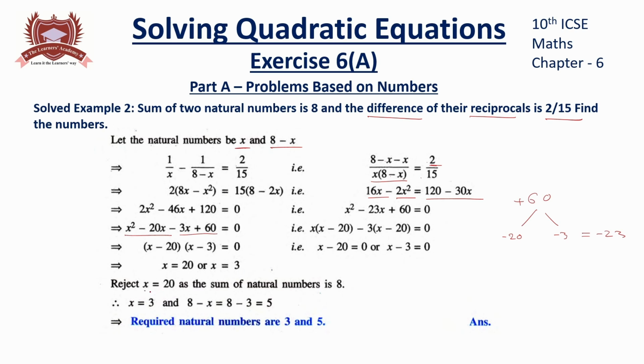Now we need to reject x is equal to 20 as sum of the natural numbers is equal to 8. So whatever happens, if we add natural numbers to 20, the final answer cannot be 8. So we will reject x is equal to 20 and we'll have x is equal to 3, and the other value would be 8 minus x, so that would be 8 minus 3, so that is 5. So the required two natural numbers would be 3 and 5.